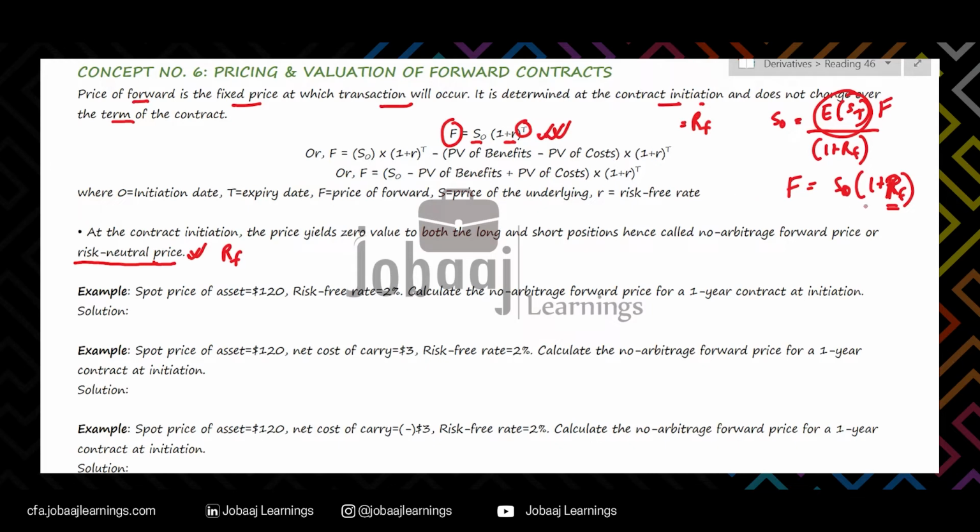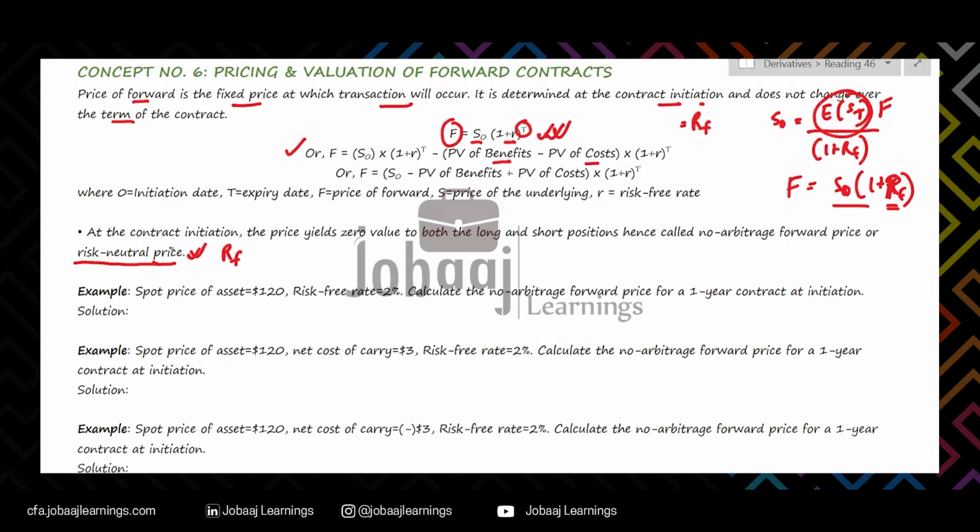Now this is the simplified version of the equation for the forward pricing. In the second equation, you see that we have also introduced benefits and costs. So the final equation looks like this. That means forward is equal to spot minus net cost of carry and then compounded by a risk-free rate of return.